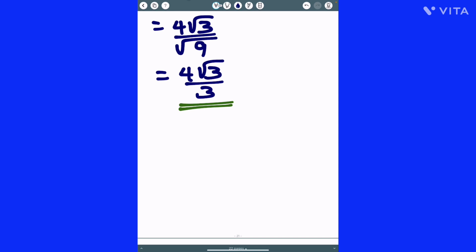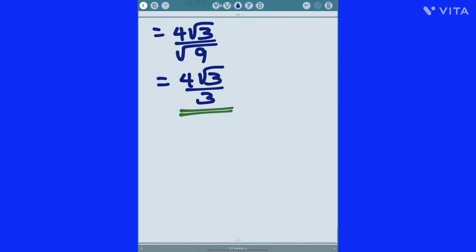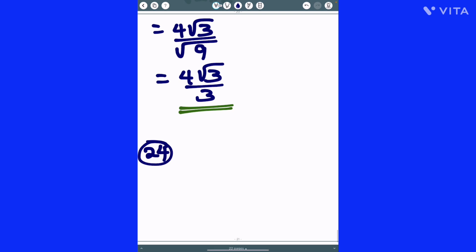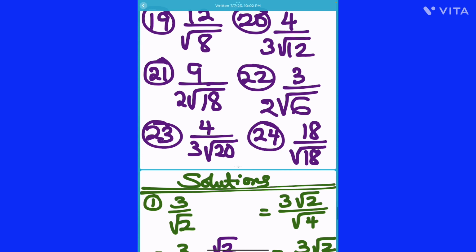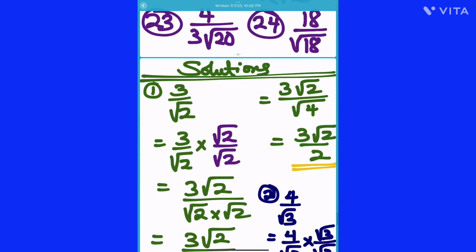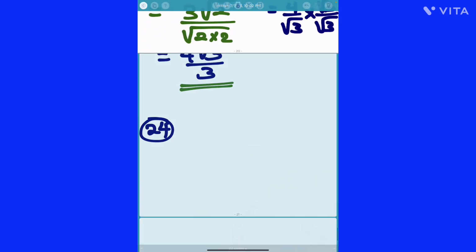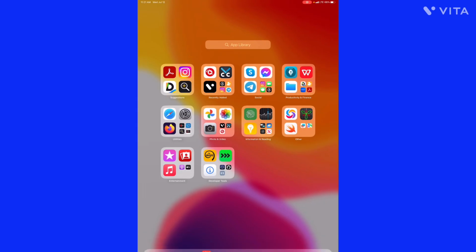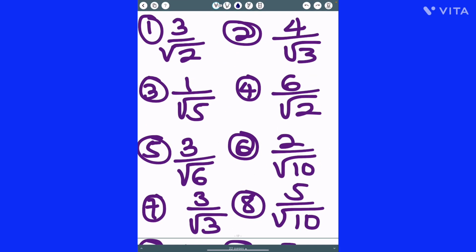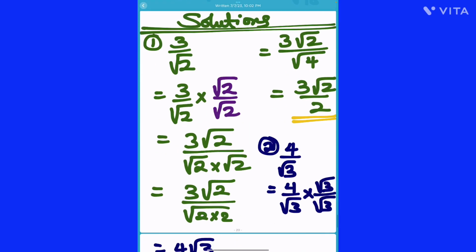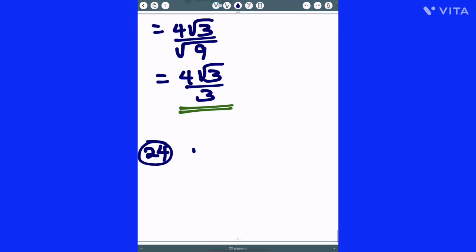Let me go straight to question 24 and skip the ones in the middle. Question 24 says we should rationalize 18 over root 18. So 18 over root 18.